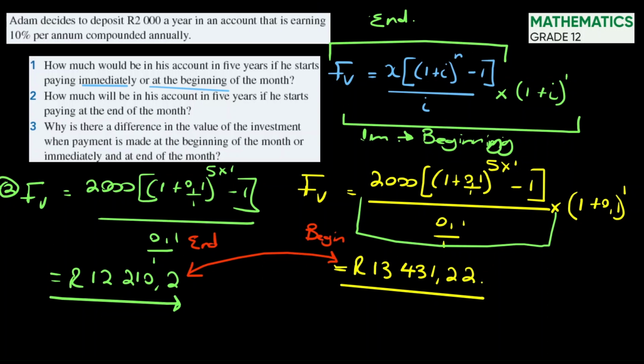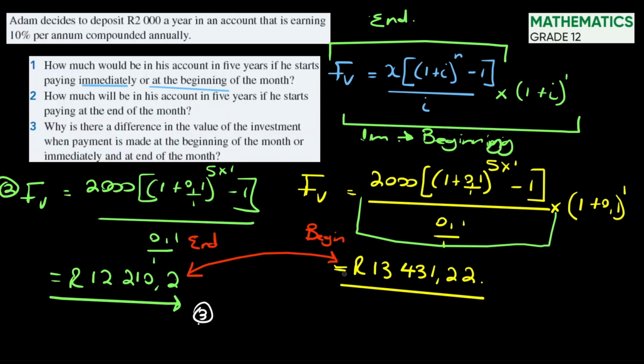The third question is an important question. It asks us, why is there a difference in the value of the investment when the payment is made at the beginning of the month or immediately, and at the end of the month? Why is there a difference? We can see it's 13,431.22 and 12,210.20. Why is that difference?